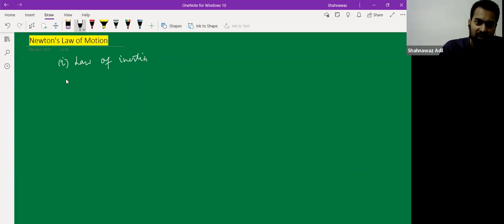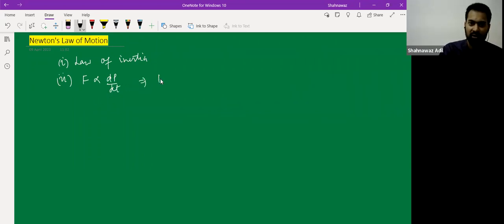And you guys already know, so I will skip that. The second one is the important one. And what is that? Force is directly proportional to the rate of change of momentum, right?